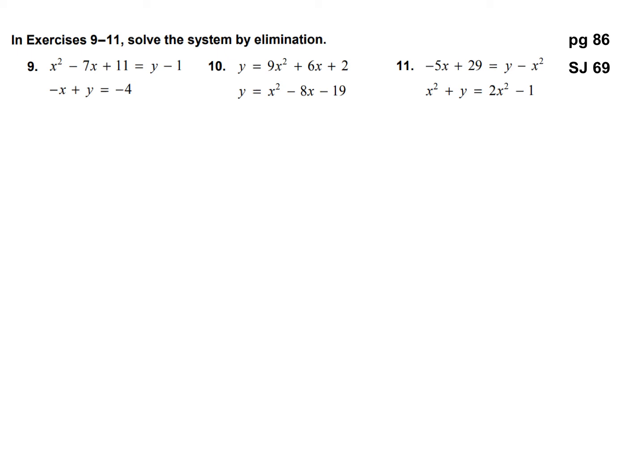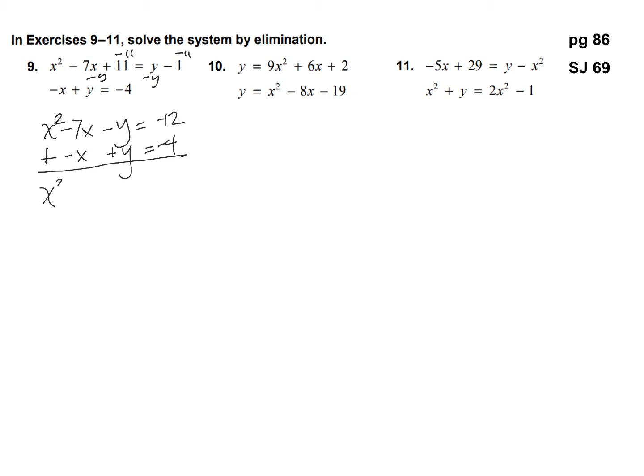So I'm going to rewrite number 9. I'm going to move this 11 and move this y. So I have x squared minus 7x minus y equals negative 12. And then I have negative x plus y equals negative 4. Now, I'm going to eliminate y. I really don't have a choice here because I have 2 x's, I have to eliminate y. Well, it's set up really nicely. I can go ahead and add these two together.